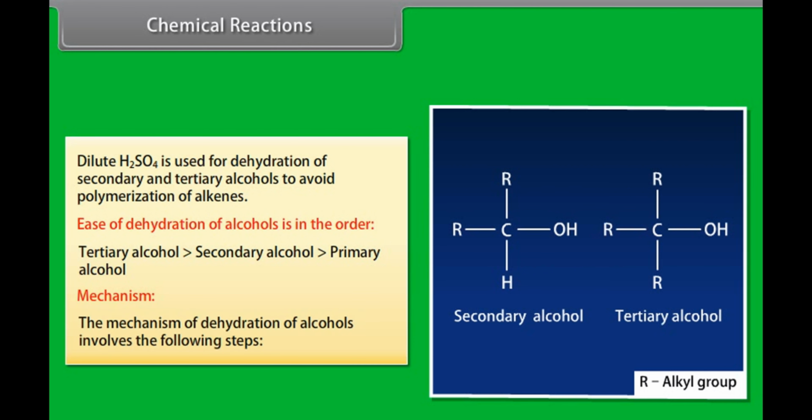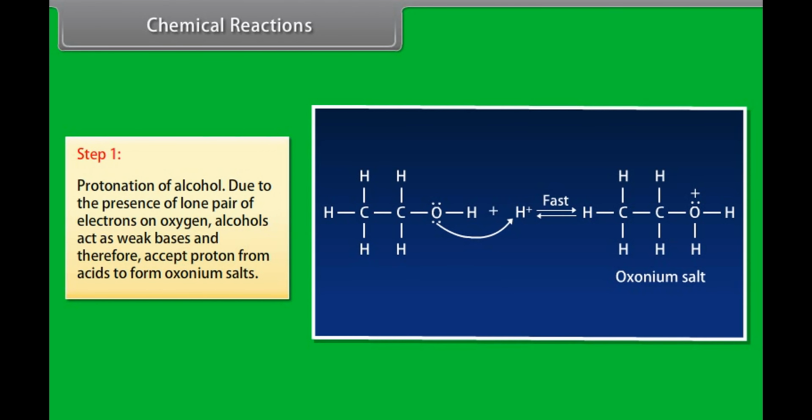Mechanism. The mechanism of dehydration of alcohols involves the following steps. Step 1. Protonation of alcohol. Due to the presence of lone pair of electrons on oxygen, alcohols act as weak bases and therefore accept protons from acids to form oxonium salts.